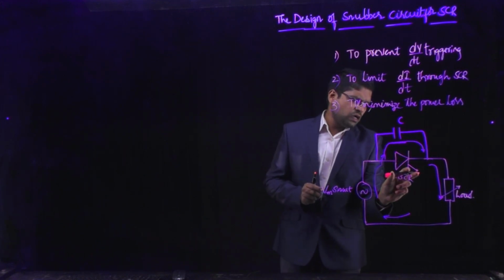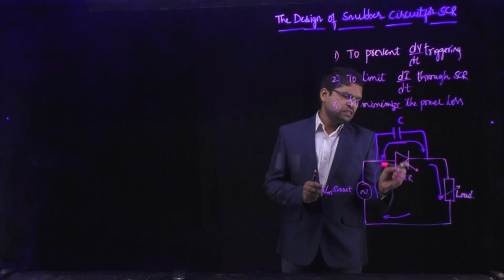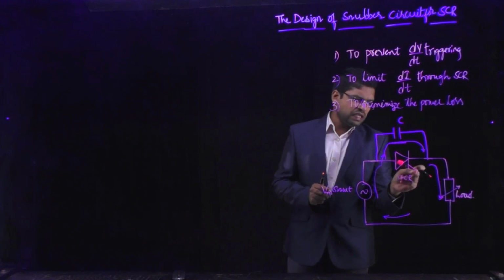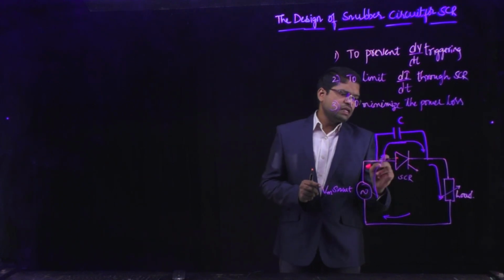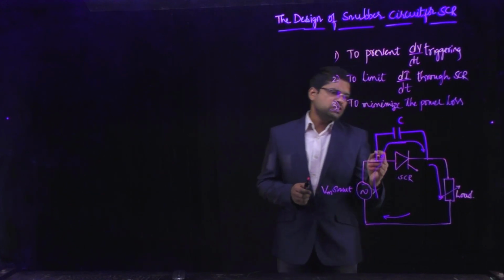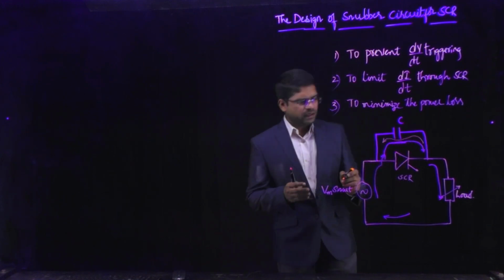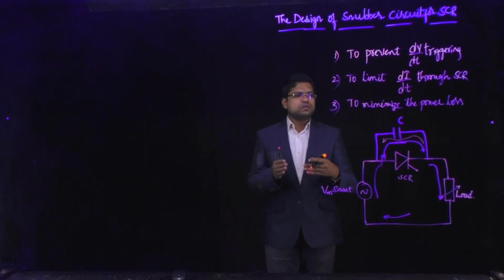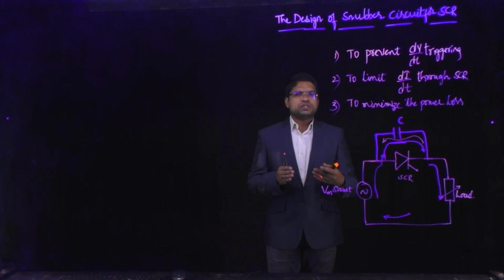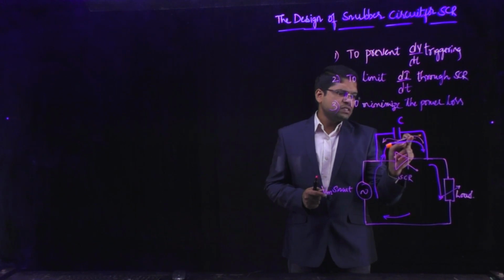Let us now apply a firing pulse to the SCR so that it may be turned on. That means I am turning on the SCR, giving the firing pulse. When the SCR is turned on, immediately the current flowing to the capacitor gets reversed because it gets discharged. As soon as I turn on this SCR, the capacitor starts to discharge.